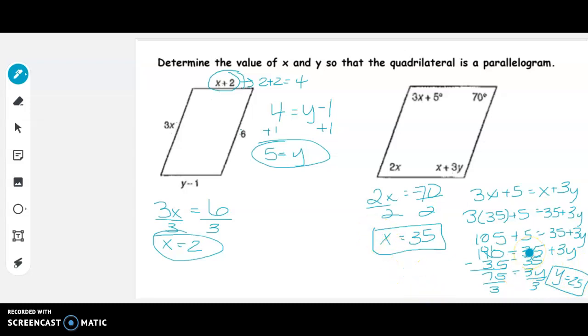Okay, so these are the types of things that you're going to have to do on the test. You're going to have to tell me what property applies, and you're going to have to tell me what x would have to be in order for it to be a parallelogram. Okay, now it's your turn to practice.